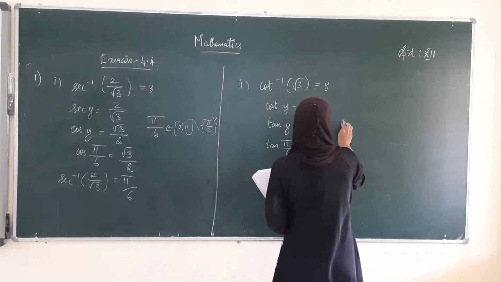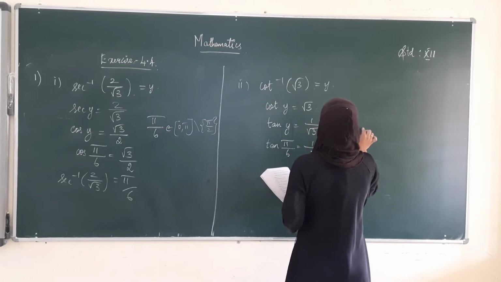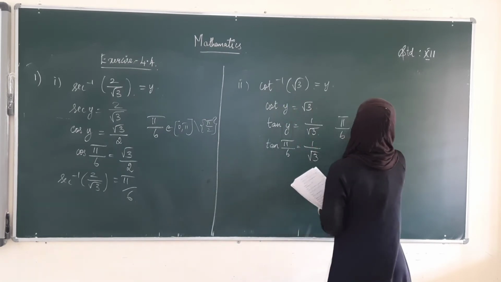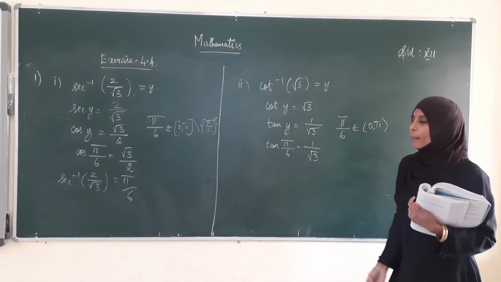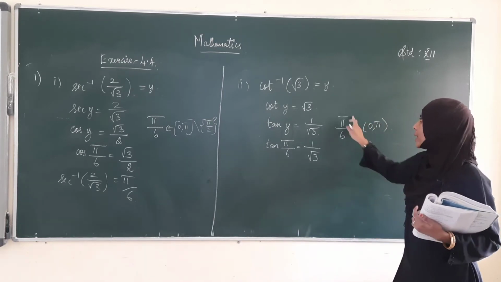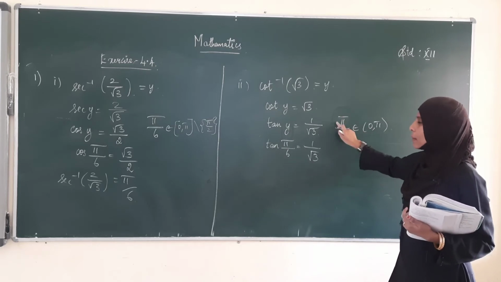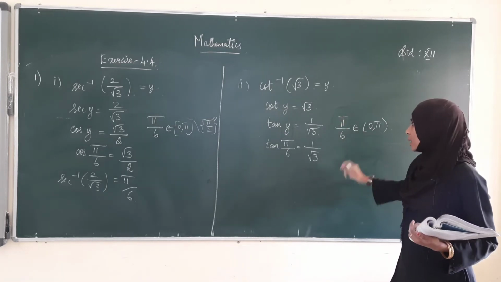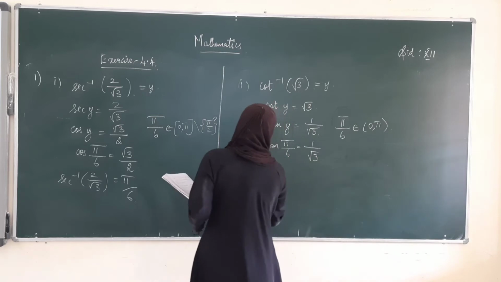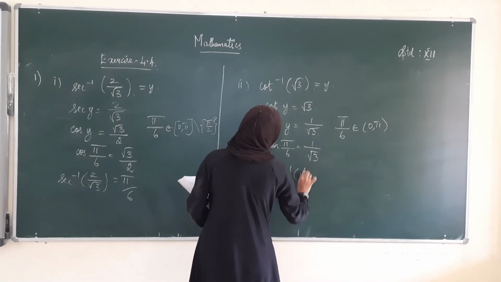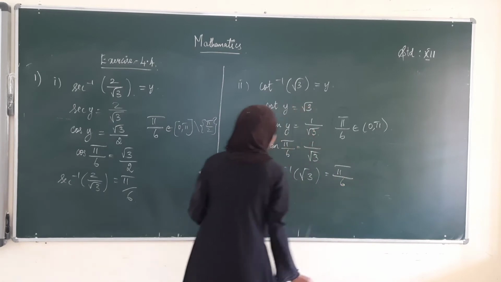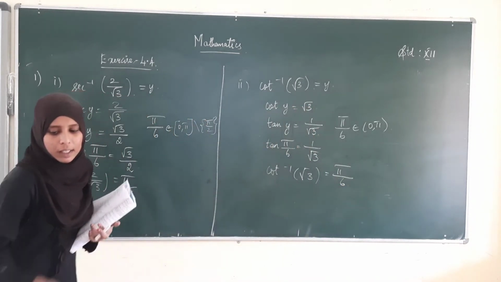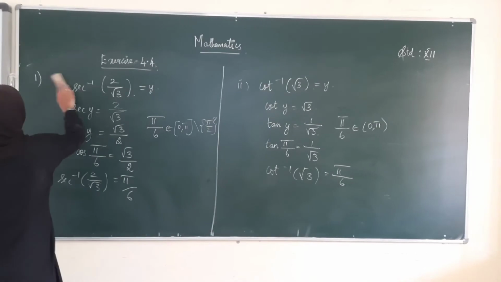We have to show that pi by 6 belongs to the range of the cot inverse function. What is the range of the cot inverse function? That is open interval 0, pi. So from this what we can say? Pi by 6 belongs to 0, pi. So therefore the principal value of cot inverse of root 3 is equal to pi divided by 6. Now the third subdivision.